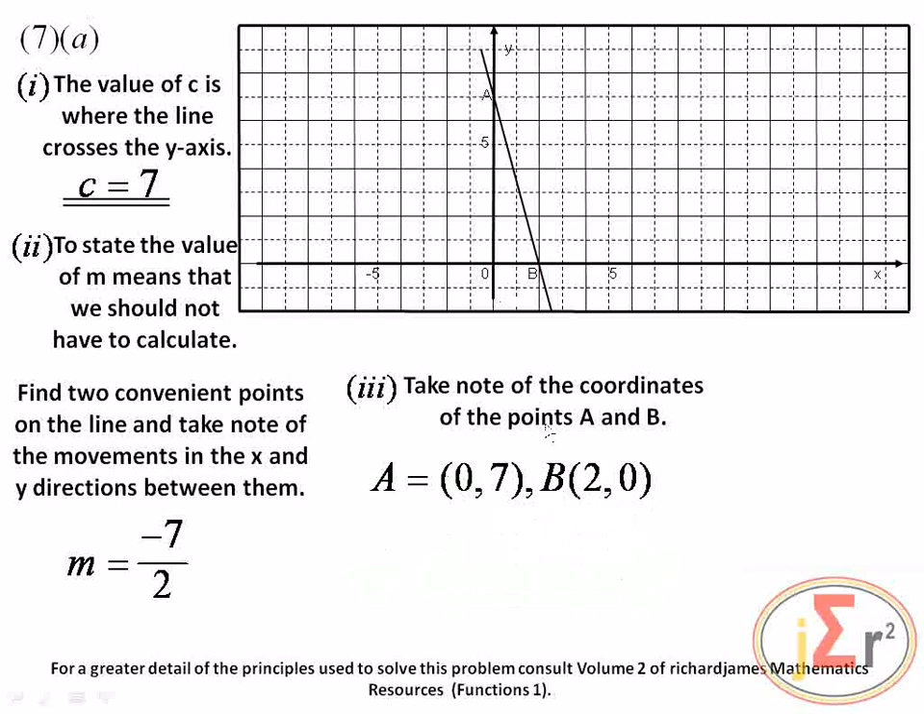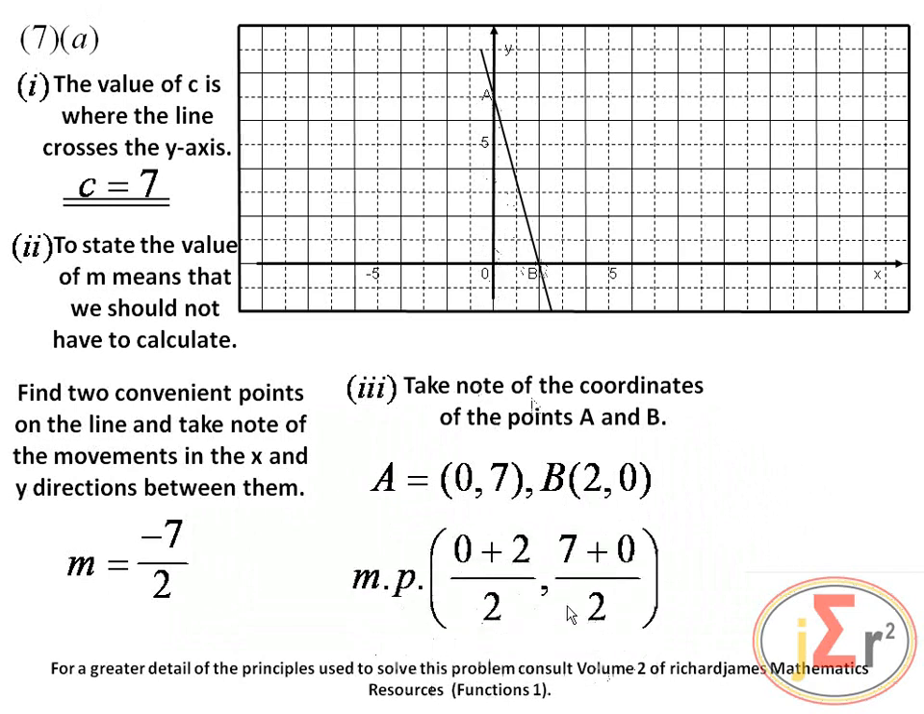So we have A is (0, 7), and B is (2, 0). So we have 0 plus 2 divided by 2, and 7 plus 0 divided by 2, and the result is the midpoint (1, 3.5). Some might still want to write it as an improper fraction, 1, 7 over 2.